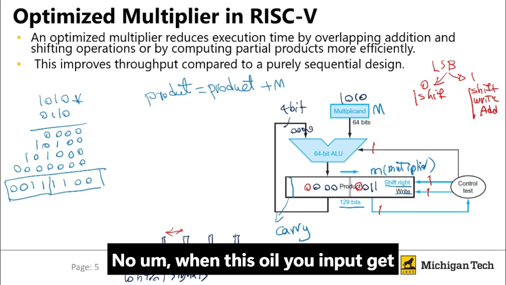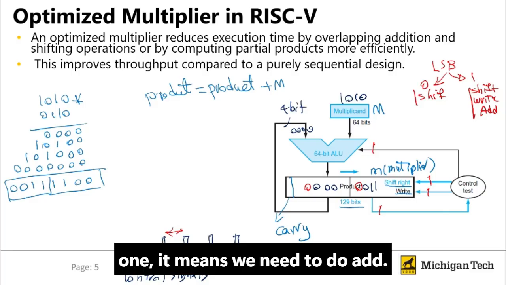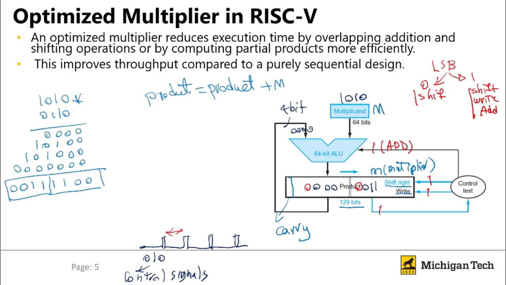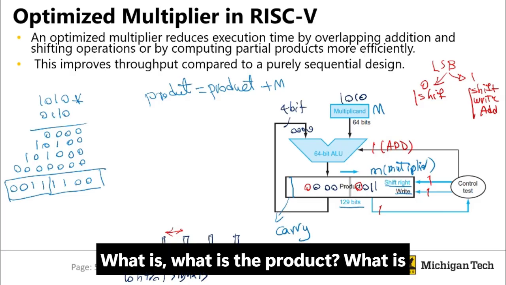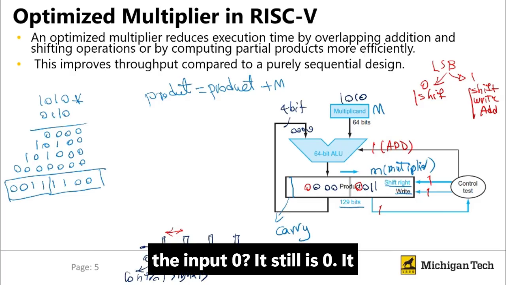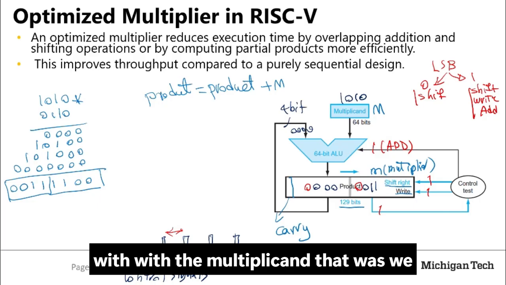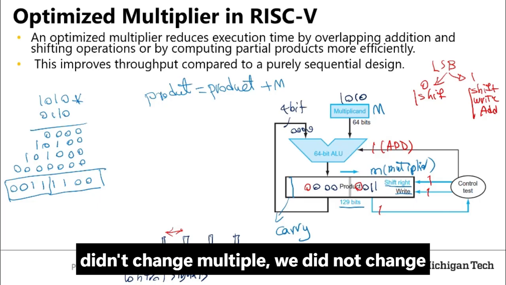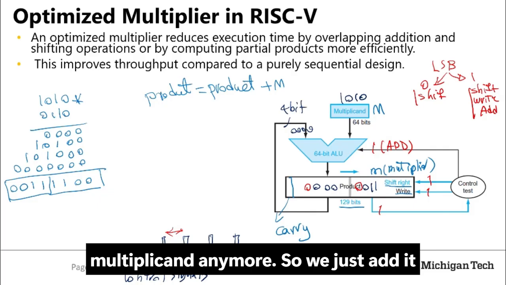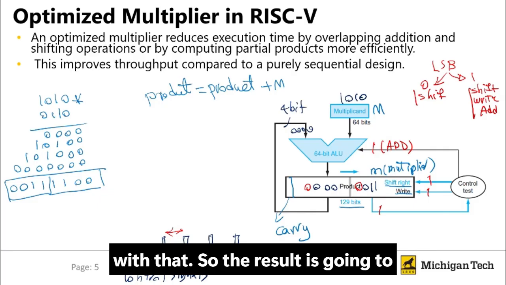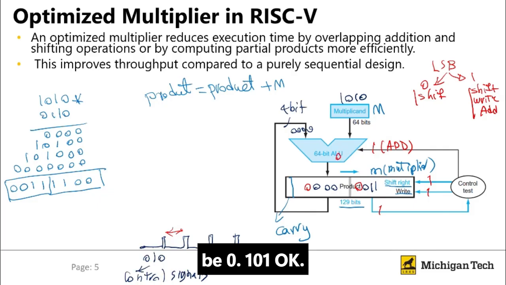Now, when this ALU input gets one, it means we need to do add. What is the product input? Zero. It still is zero. It didn't change. So we're going to add zero with the multiplicand, which we did not change anymore. So we just added with that. So the result is going to be 0, 1, 0, 1. Okay?